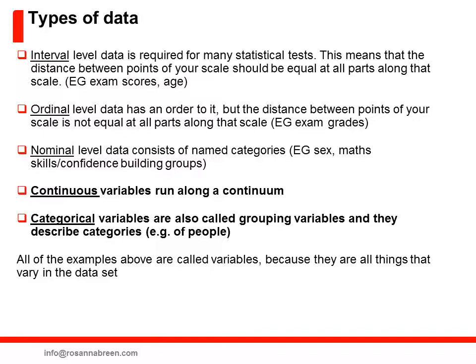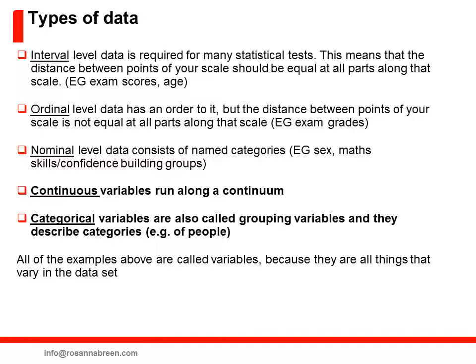Nominal level data consists simply of named categories, so men versus women, math skills versus confidence building skills groups, pass or fail. And with nominal level data we would usually use a chi-square test to look at a relationship between these different variables.